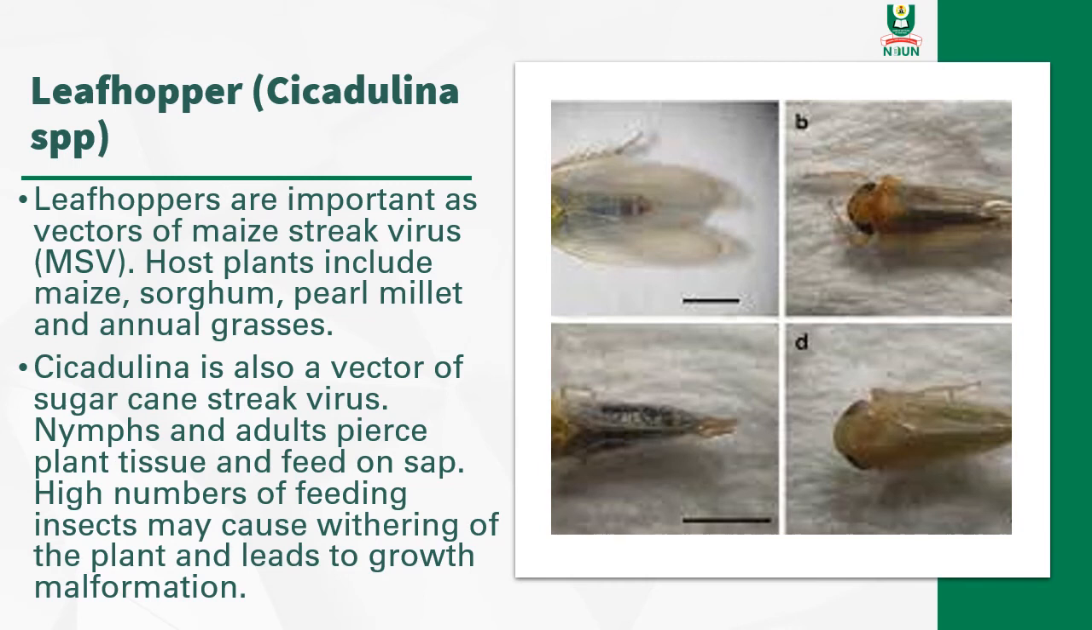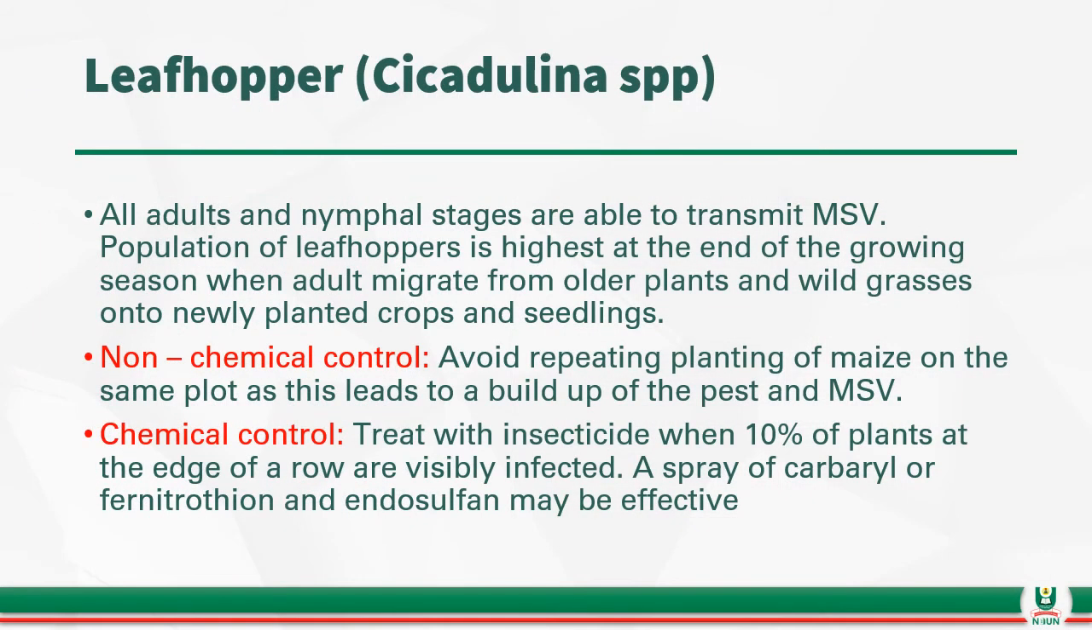Okay, and what they do is that the nymphs and the adults pierce the plant tissue, so it is a piercing and sucking kind of insect pest, and they feed on sap. High numbers of feeding insects make the plant wither. Wither is to just kill it, and the growth of the plant is stunted, malformed, doesn't form properly, just destroys the whole plant.